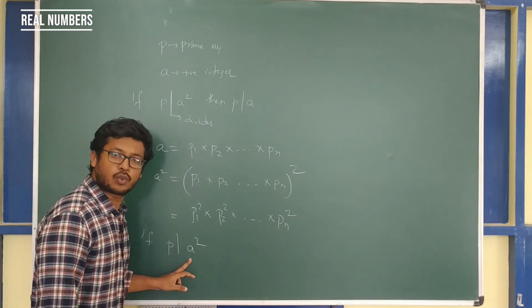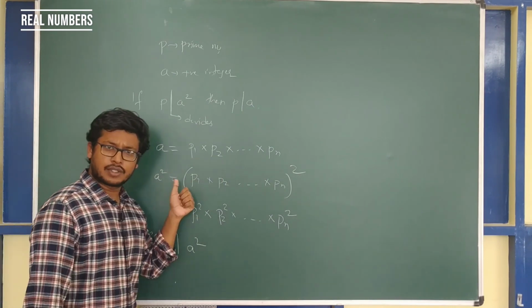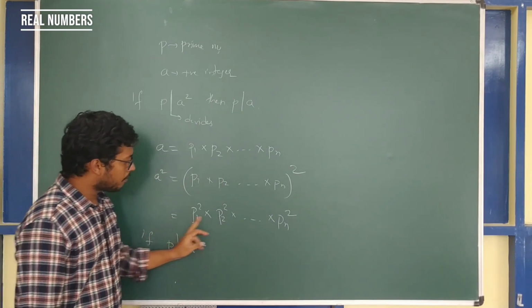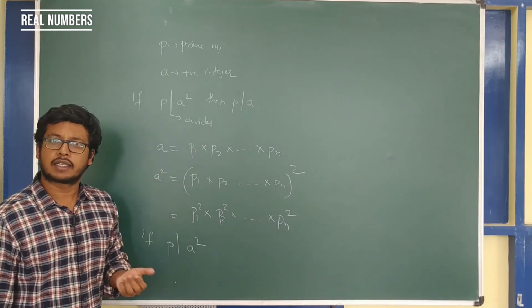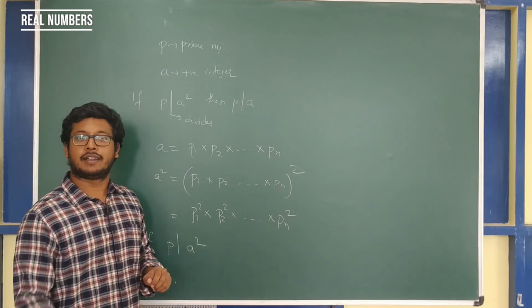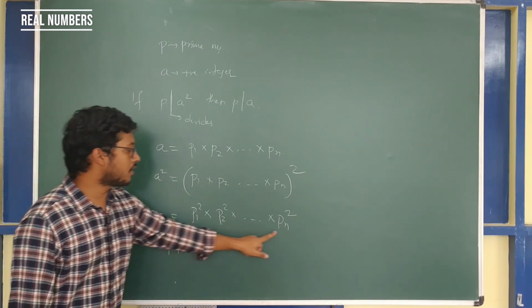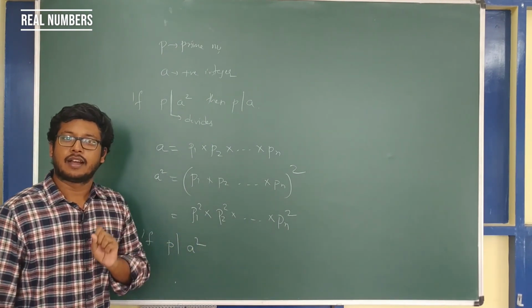And we also know that by uniqueness, as we just saw in the property, apart from p1 to pn, there are no other prime factors. But now I am saying p is another prime factor. So, when is this possible? It is possible only when p is one of these. I hope you understood this one.